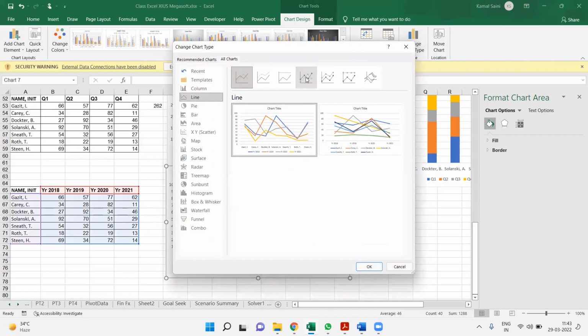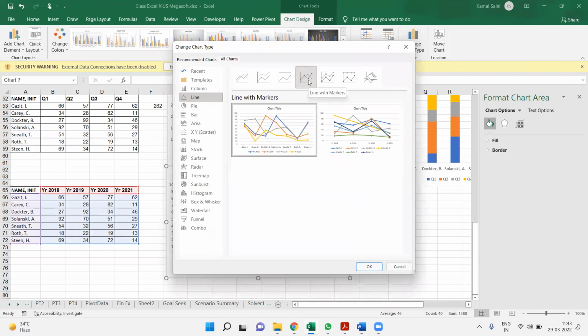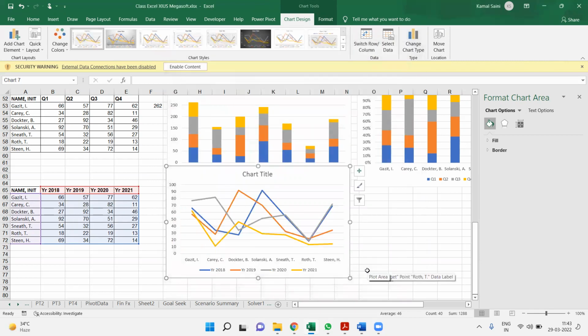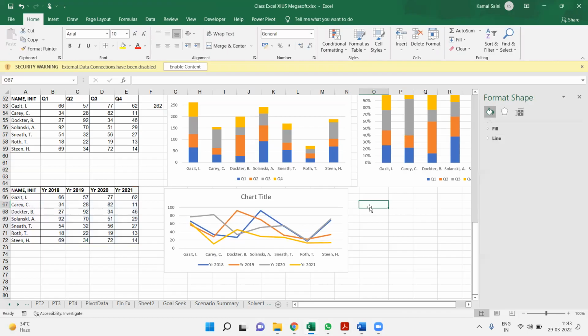So it is better to go for a line with markers. When you highlight it, choose line with markers, or just line only, and click okay. You can see you'll have a lot of empty spaces in between. Anyhow, the data is just random, and that's the reason you're seeing too many fluctuations. If the data is proper, then you will see it in a properly refined manner.